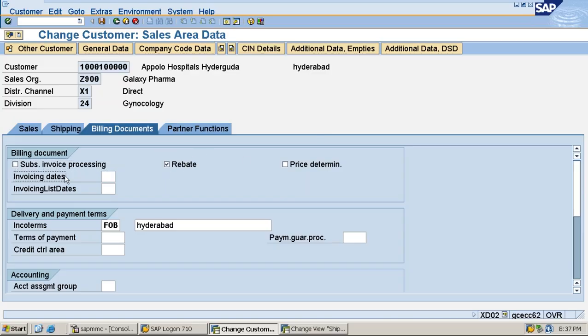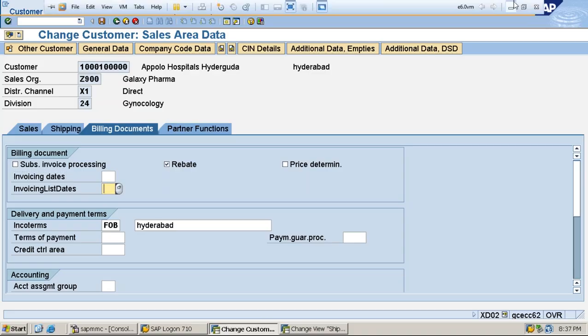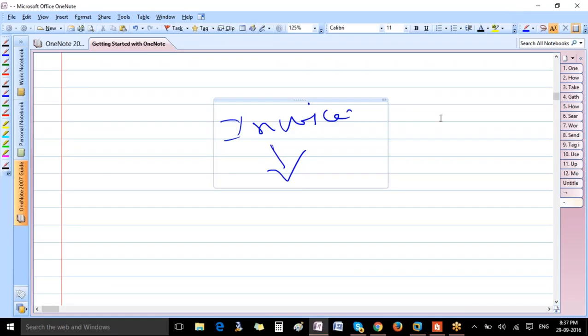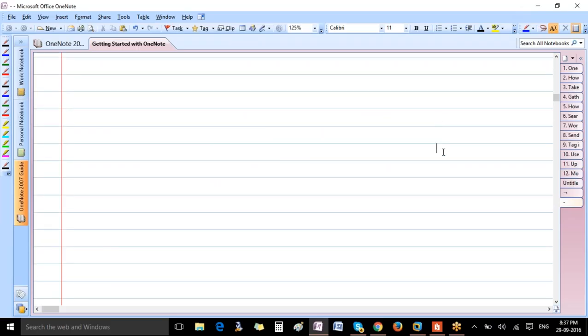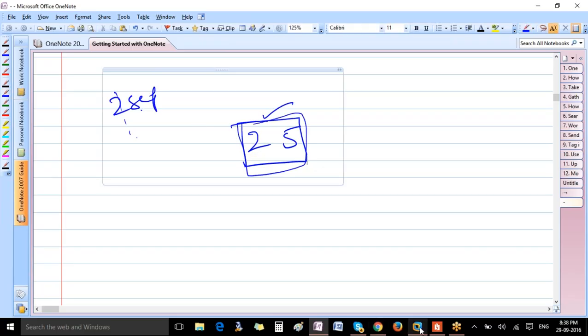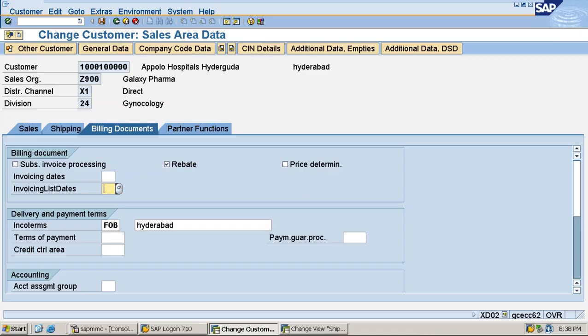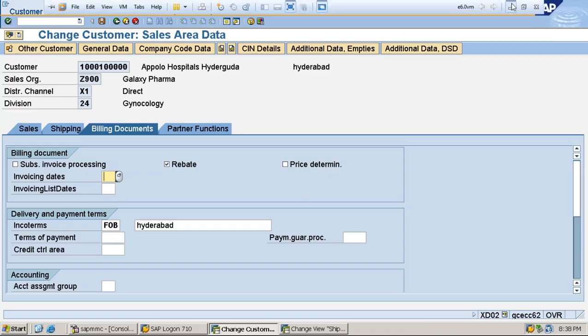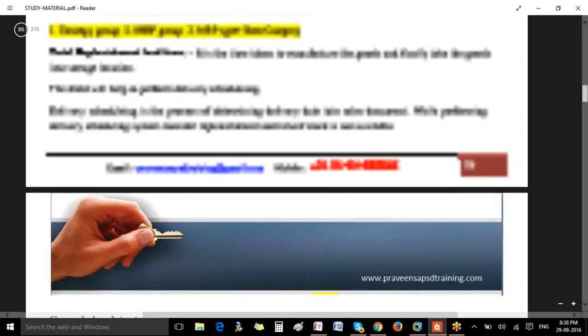The next is invoicing dates and invoicing list dates. Invoicing dates means you might have an agreement with your customer that whatever transactions you have done in the month, you will raise the invoice only on a particular date. You have done a delivery on 2nd of September, but you should raise the invoice referring to this delivery only on 25th. Sorry, that is invoicing dates. Let me be a little clearer about this invoicing date.